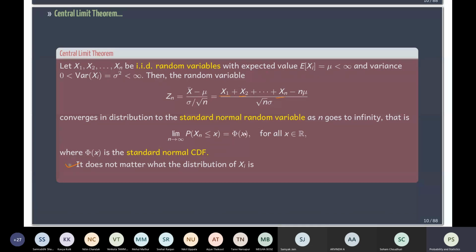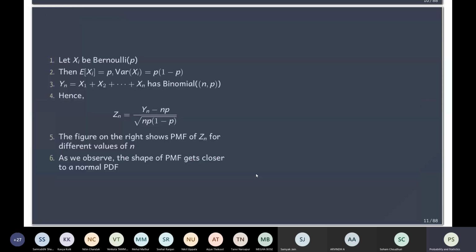You may find the probability values like this. Then Xi can be here. The Xi can be discrete, continuous, or mixed. It doesn't matter what the nature of the random variable is; it could be any. The same result holds. Just to give you an example of what is happening with this.